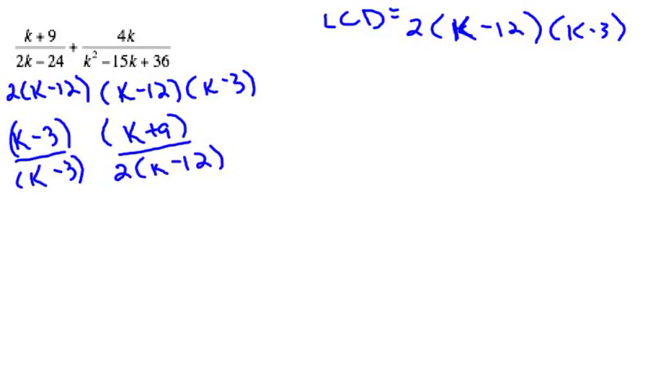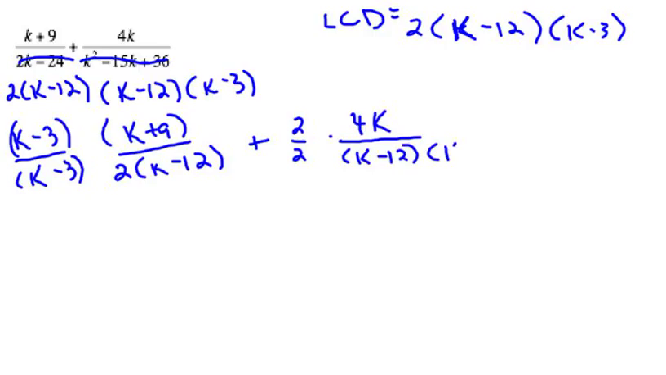Okay, now I'm adding to that. I'm looking at k minus 12 and k minus 3. What's missing from my common denominator is the 2, so I have to multiply the top and bottom of this fraction by 2. And here I have the k minus 12 times k minus 3.